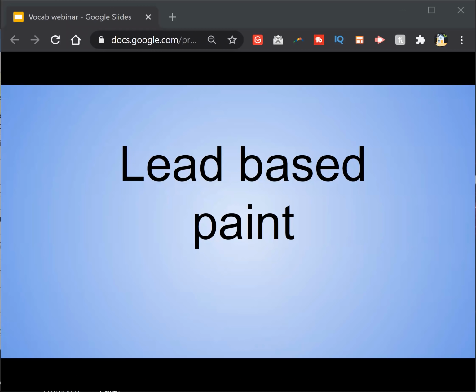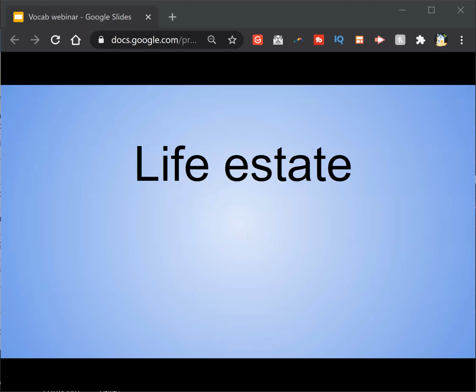So next one, life estate. What is a life estate? Tell me what that is. Tell me something good. What is a life estate? So life estate is one of our freehold estates. Freehold estates being ownership. And a life estate is ownership that is based on the life of someone or something.